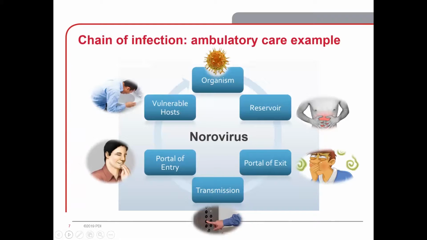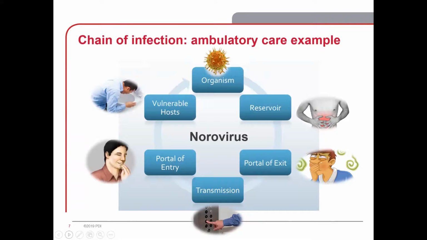So I can't really talk too much about infection prevention unless we cover what we call the chain of infection. And here's a good example that I thought would represent what might happen in an ambulatory care setting. So the chain of infection involves having an organism, a reservoir, a portal of exit, transmission of that organism, a portal of entry, and then into a vulnerable host.